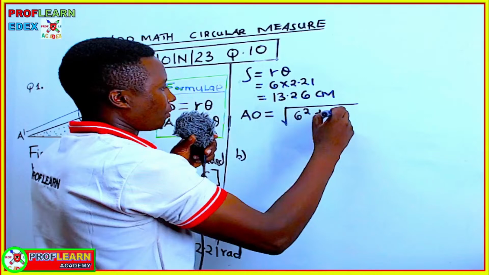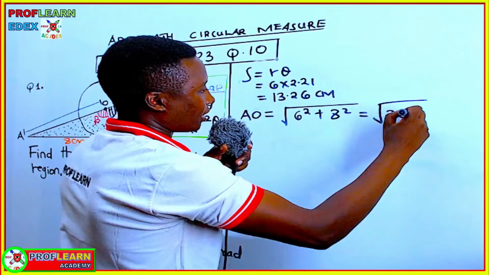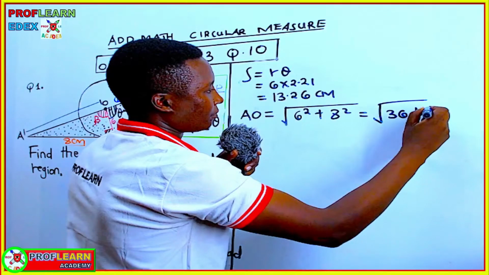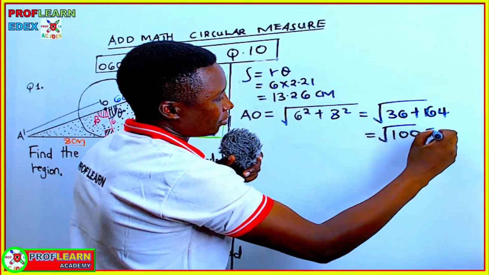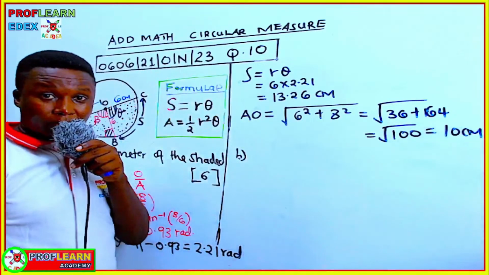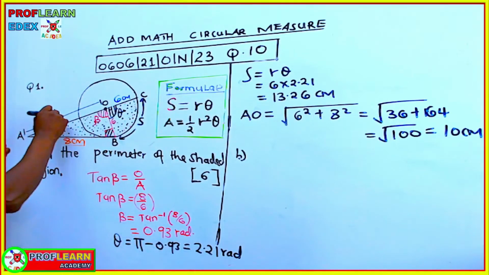8 squared, which is equal to the square root of 36 plus 64, which is equivalent to 100. The square root of 100 is 10 centimeters, so this dimension here is given as 10 centimeters.